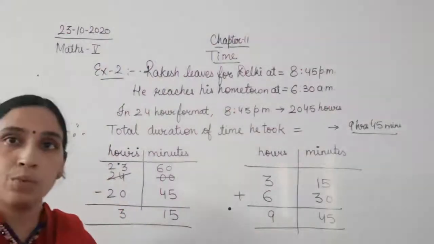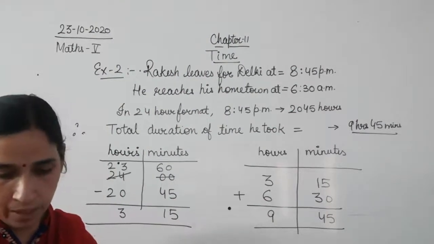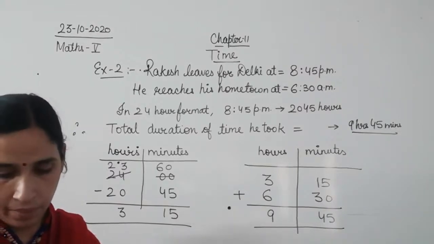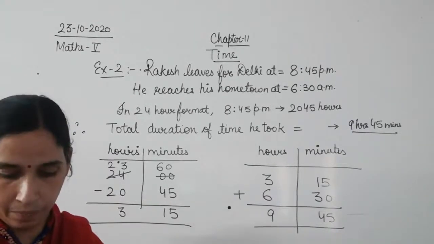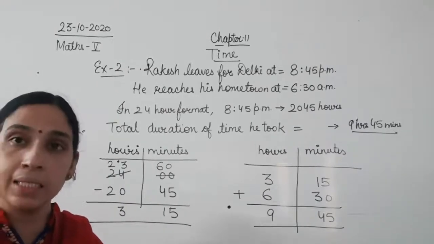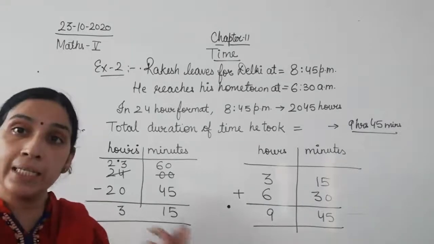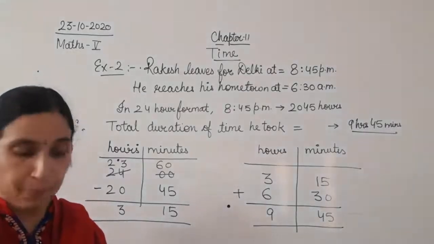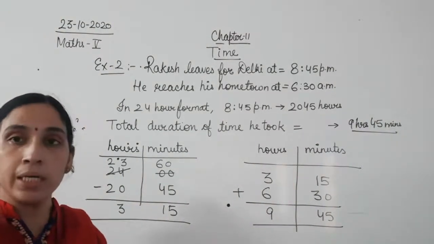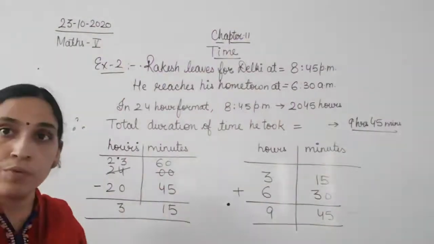We'll see this question once again. What is the question? Rakesh leaves Delhi by train at 8:45 p.m. and reaches his hometown at 6:30 a.m. next day. Fine. On the next day he reaches at 6:30 a.m. Now how long does he travel? So the total duration of time you are supposed to find out.